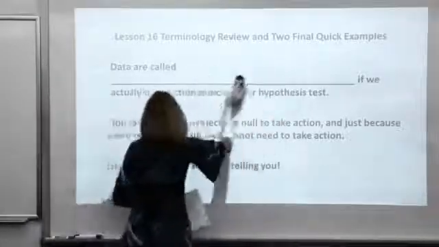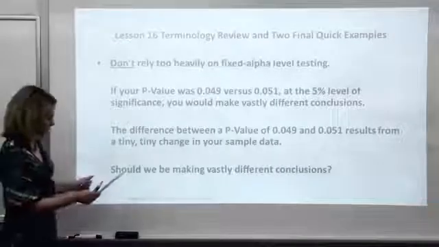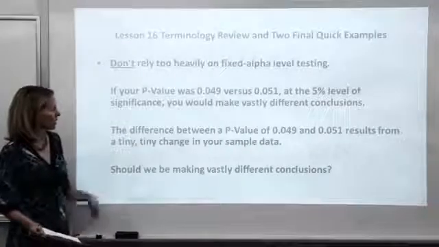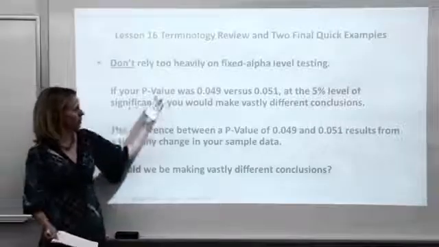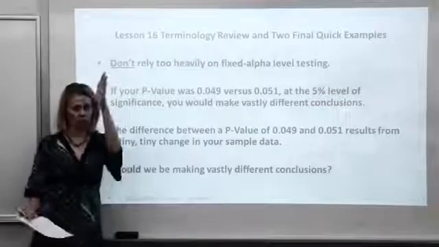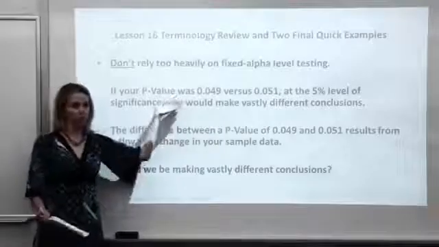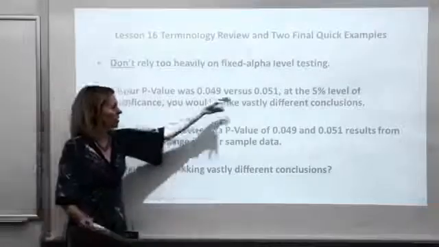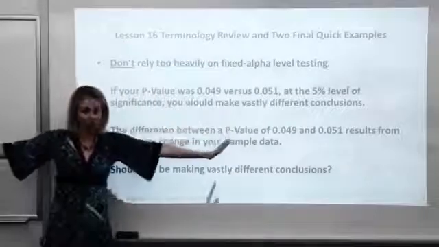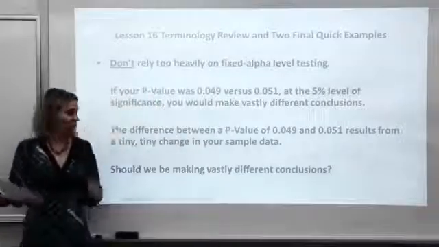All right. Next one here. Okay, we talked a bit about fixed alpha level testing. So don't rely too heavily on fixed alpha level testing. If your p-value is 0.049 versus 0.051, and you are doing this at a 5% level of significance, in one case your p-value is smaller than alpha, you'd reject the null hypothesis. In the other case, your p-value is bigger than alpha, you fail to reject the null hypothesis. You'd be making vastly different conclusions, all because that p-value hardly changed at all.